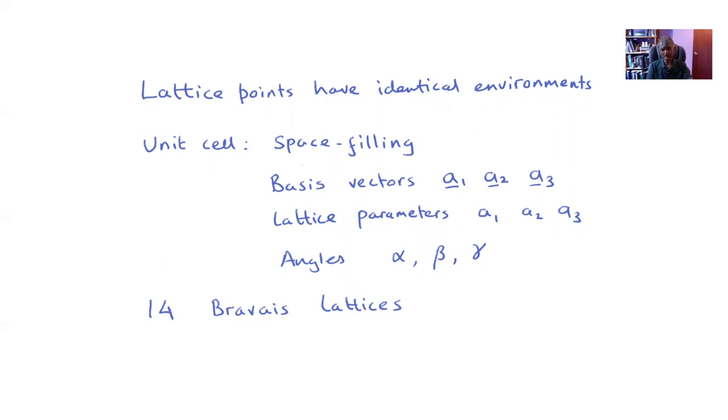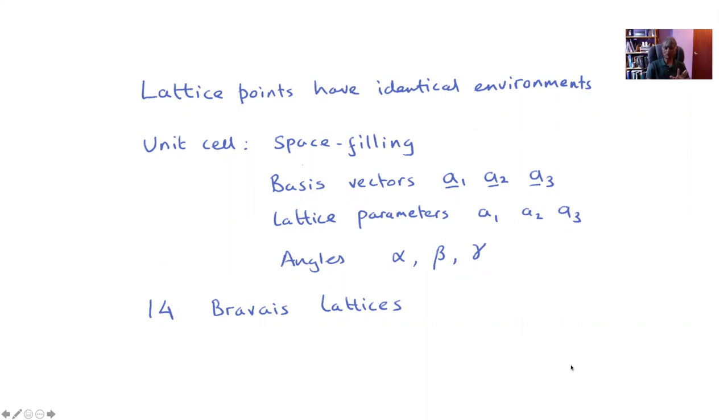Now, in three dimensions, there are 14 different ways in which you can arrange a regular set of points. Just like in two dimensions, we had just five different ways. In three dimensions, there are only 14 different ways of arranging a periodic set of points. So I will come back to the discussion of the Bravais lattices a little bit later on in the lecture.